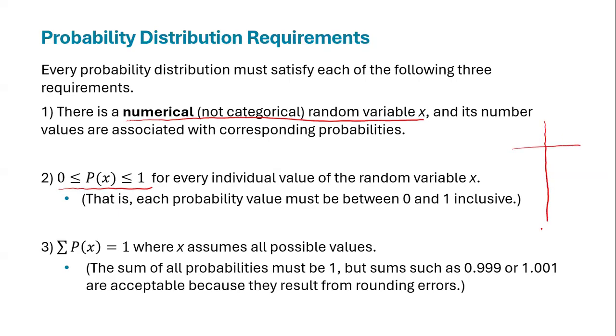We mostly represent the probability distribution by tables, and the tables include the random variable X and the probability for each of those values. So X values must be numbers, probabilities must be numbers between 0 and 1, and the last requirement is that the sum of all probabilities must be 1. When you add all of the numbers in the probability column, they must add up to 1. If you get any number less or more than 1, you don't have a probability distribution. So that's a very important requirement that we always have to check.